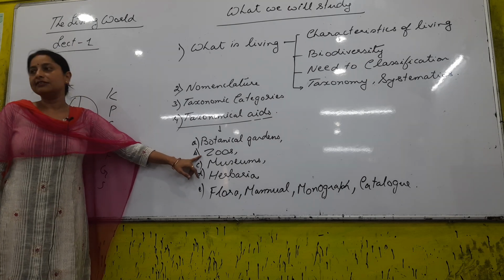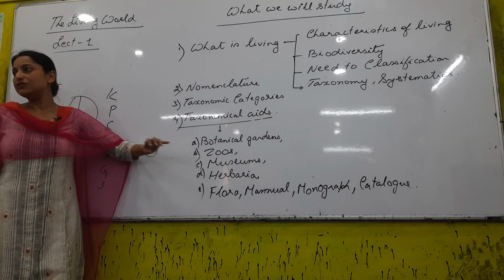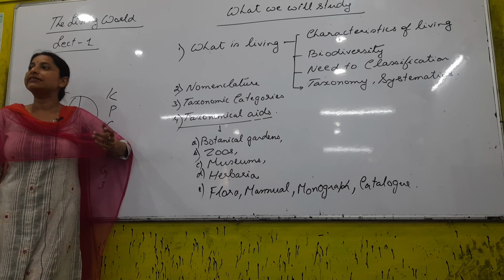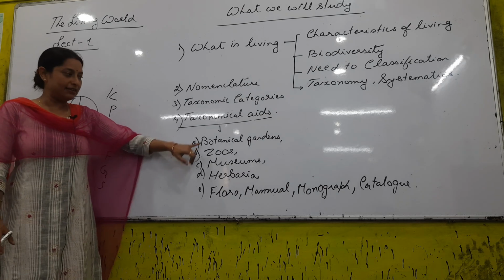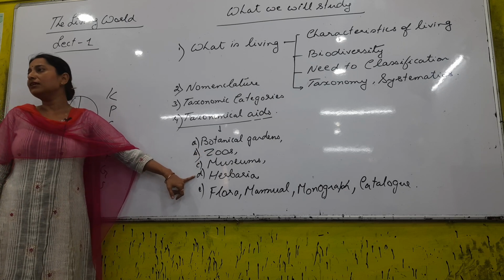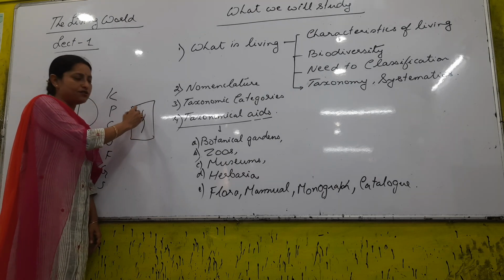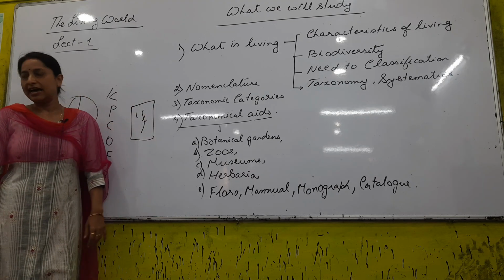Similarly, in case of animals, zoos, right? Museum, we understand what a museum is. Museums have living and non-living specimens, obviously non-living, right? Living ones are in botanical gardens and zoos. Next is something called herbaria. Herbaria is a sheet of paper where you preserve dry plants, and it is called herbaria.